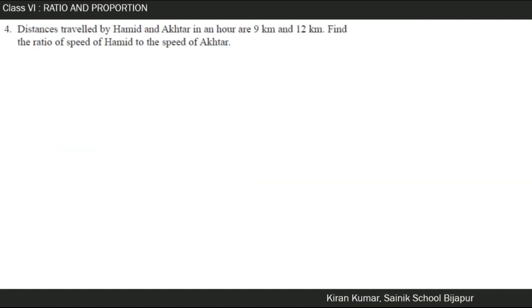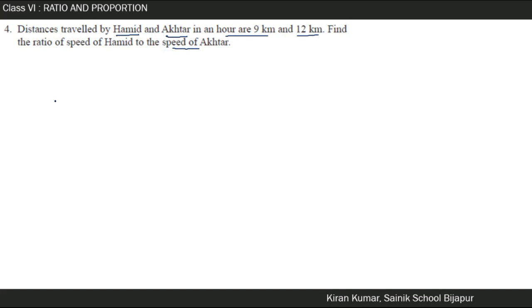Question number 4. Distances traveled by Hamid and Akhtar in an hour are 9 kilometers and 12 kilometers. Find the ratio of the speed of Hamid to the speed of Akhtar.